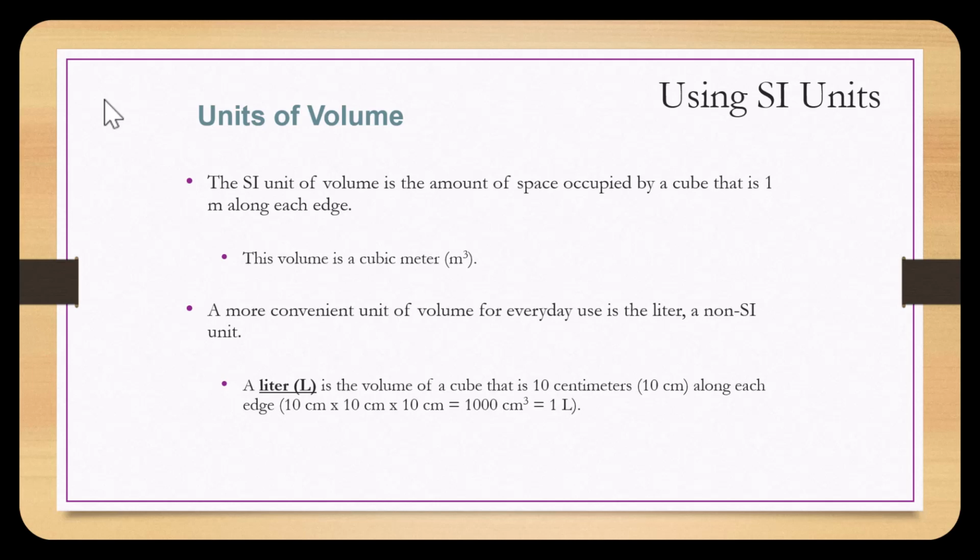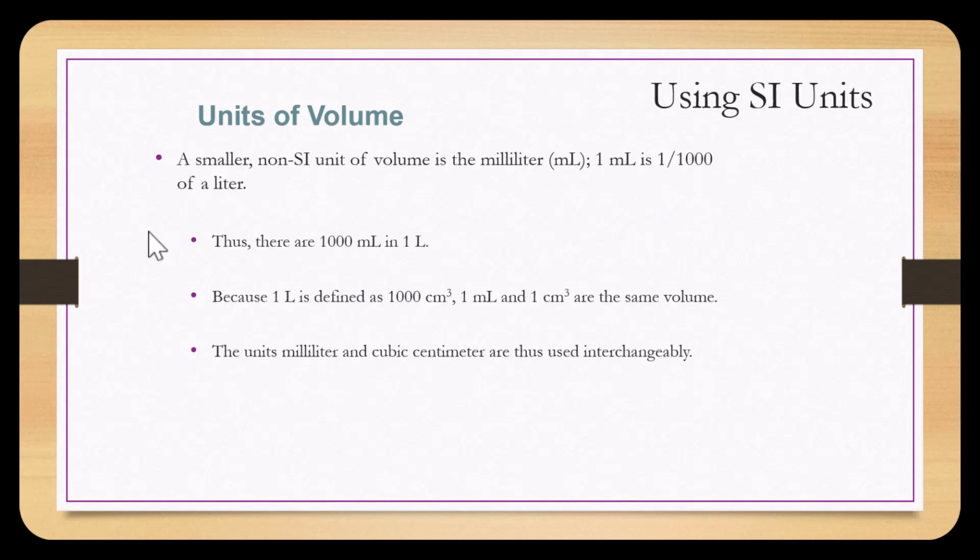A more convenient unit of volume for everyday use is a liter, a non-SI unit. A liter is the volume of a cube that is 10 centimeters along each edge. So 10 centimeters times 10 centimeters times 10 centimeters equals 1,000 cubic centimeters, or 1 liter. A smaller non-SI unit of volume is the milliliter, denoted as lowercase m and uppercase L. 1 milliliter is 1/1000th of a liter. Thus, there are 1,000 milliliters in 1 liter, because 1 liter is defined as 1,000 cubic centimeters.